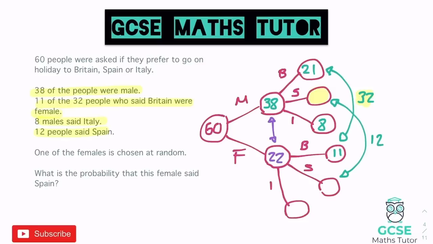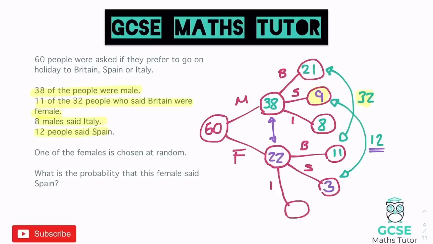Now at the minute we've got 21 and 8 in the males branch there, that adds up to 29, so we need an extra 9. There we go, that makes sure that adds up to 38. And obviously we've got this information here that they both have to add up to 12. We've now got the 9, so that has to be 3.